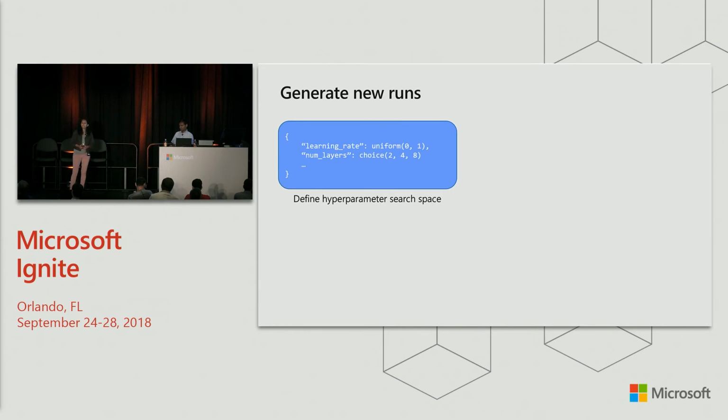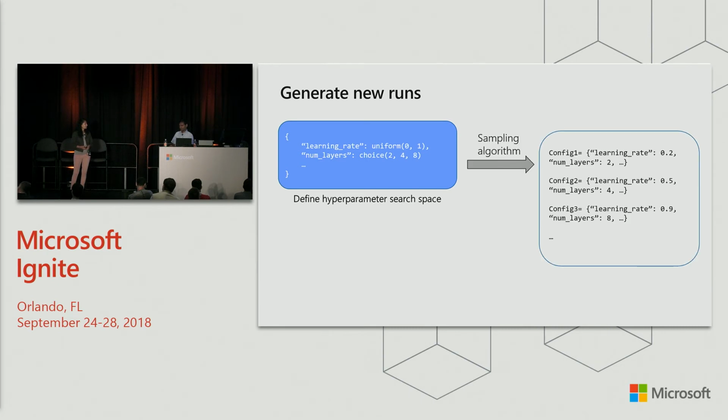In order to generate new runs, the user calls out which hyperparameters they want to tune. And for each hyperparameter, they call out the range of values that that hyperparameter can take. They also specify a sampling algorithm, which is then used to pick samples from this defined space. And these are the configurations that Azure ML will try for you. So we support a variety of different sampling algorithms.